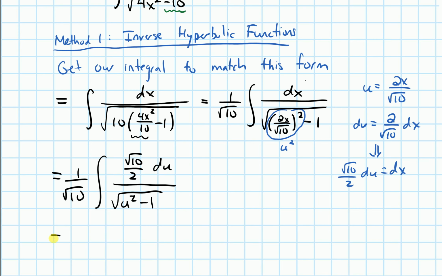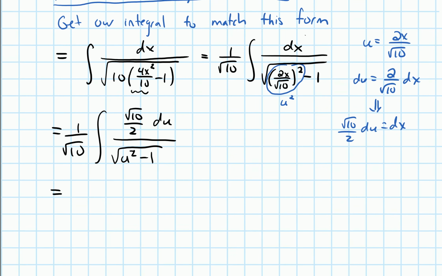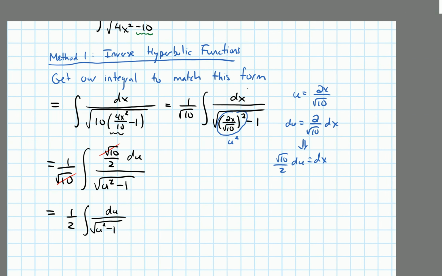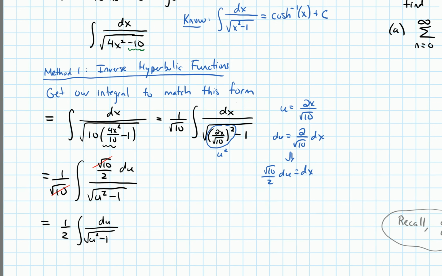All right. Now this root 10 over 2, we can pull that out to the front. And doing that, the root 10s will cancel, and we will end up with a 1/2 in front, integral of du over square root of u squared minus 1. And now this matches the form of this integral that we had here.